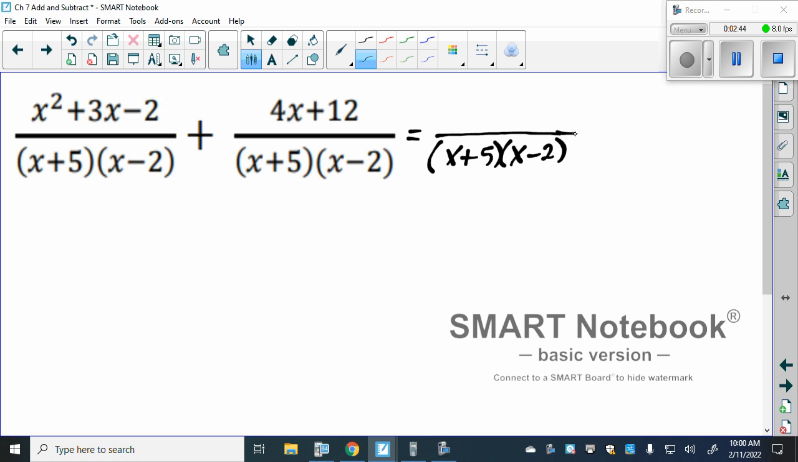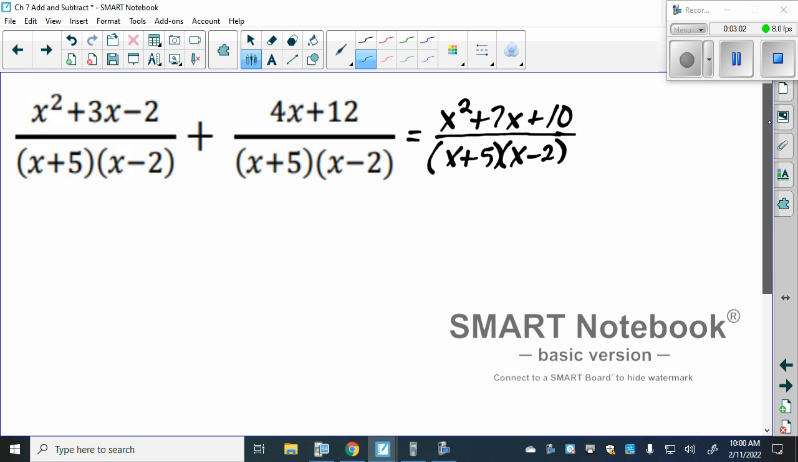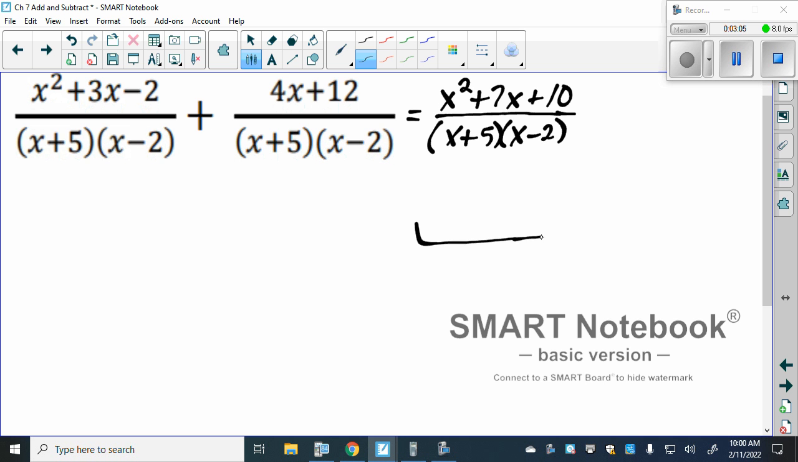So in the first one, we have an x squared. And it'll just stay x squared because there's no other x squared in either numerator. The 3x plus 4x gives us 7x, plus 10, because negative 2 plus 12 is 10. Most likely, and it works out to be the case, that the numerator is actually factorable. So we can factor the numerator.